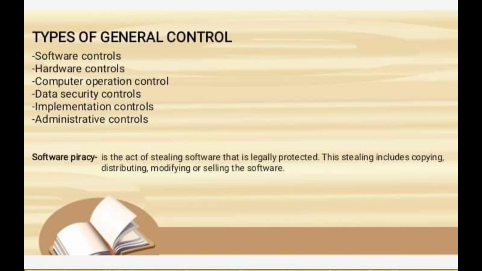Next, administrative control. Administrative controls formalize standard rules, procedures, and control disciplines to ensure that the organization's general and application controls are properly executed and enforced. Software piracy is the act of stealing software that is legally protected. This stealing includes copying, distributing, modifying, or selling of software.